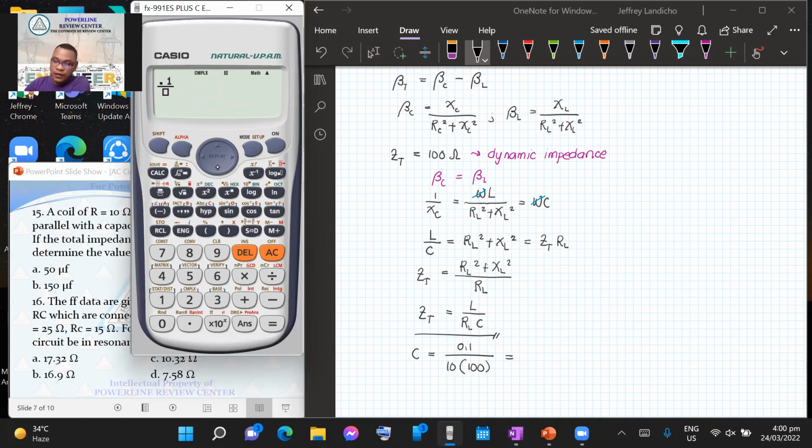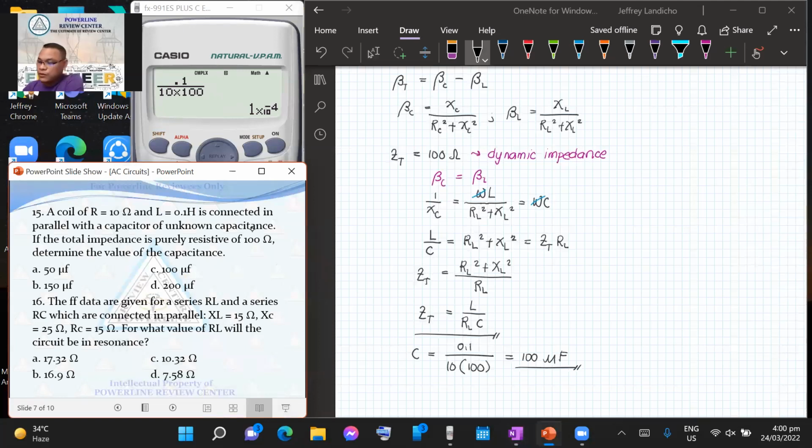0.1 over kanino? 10 times 100 equal. So we have only 100 microfarad. That should be the answer. Meron ba? Ayun, ang letter ito, it should be cast iron. Gets ba? Any question regarding problem number 15?